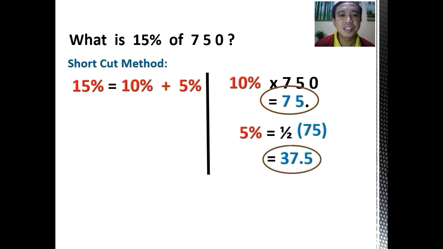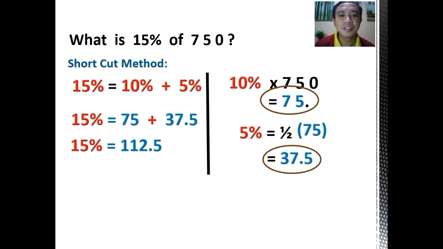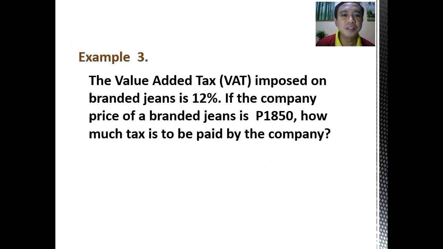Now we add the 10% and the 5% of the number. So you have 75 plus 37.5. Presto! The answer is 112.5. Now let us have one last example.